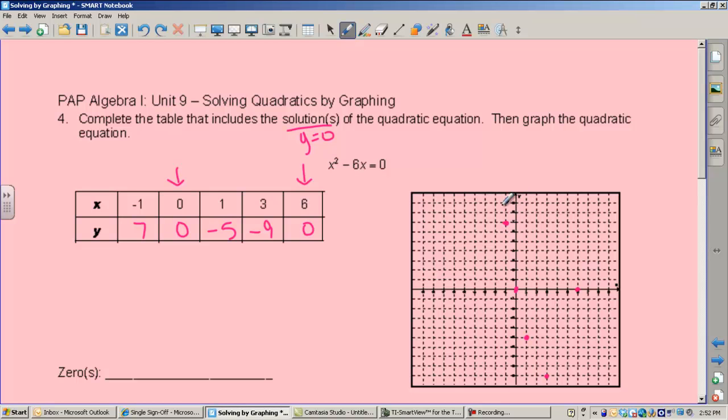So this would be what my quadratic equation would look like. I know I didn't plot points up here, but you can use symmetry to see that that's about what it should look like. And my solutions are here and here. So the zeros are at 0, 0, right there at the origin, and again at 6, 0, because that's the other x-intercept. It crosses the x-axis at both of those points.